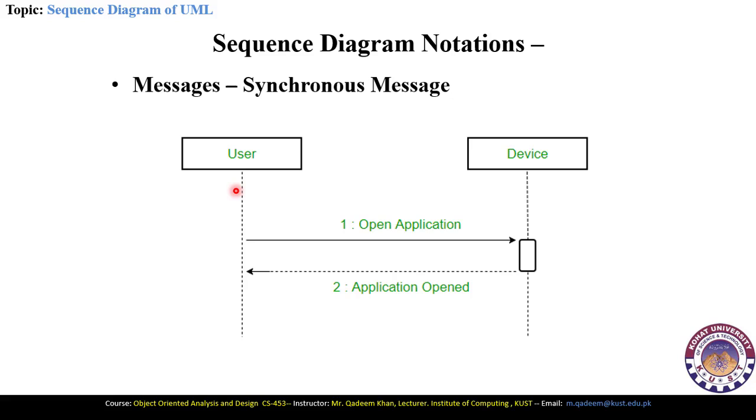This is an example of synchronous messages. You can see there are two different classes, a user class and a device class. The user class is communicating with the device class through the message open application, and then the device class replies that the application is opened. This is the reply to the user. So whenever the device is processing, the user will not send another message to the device until it receives a message from the device.